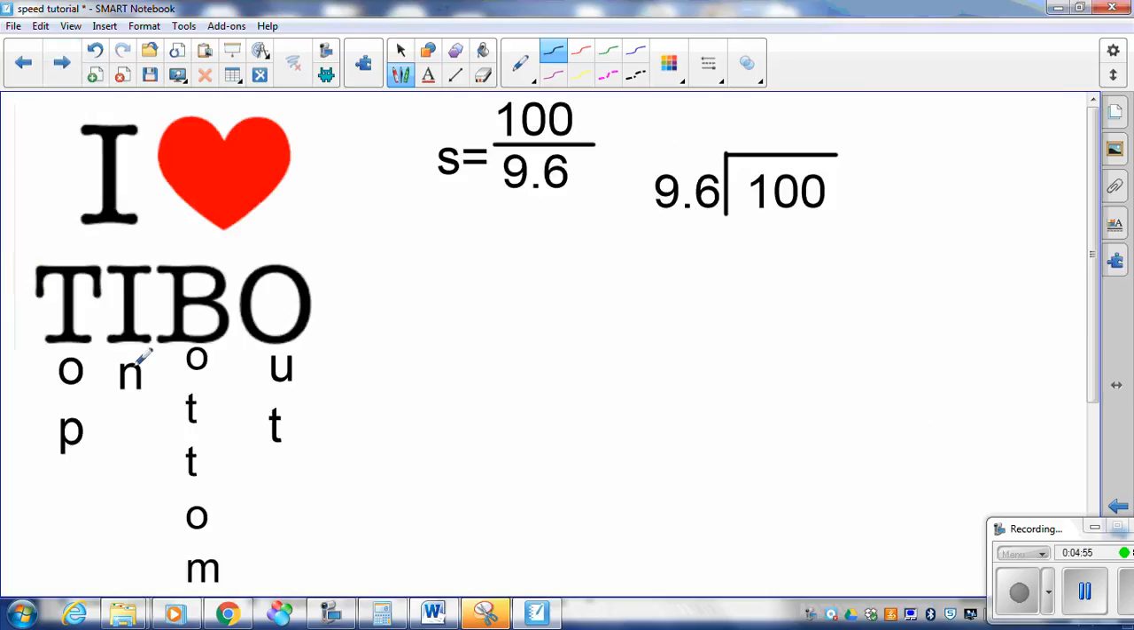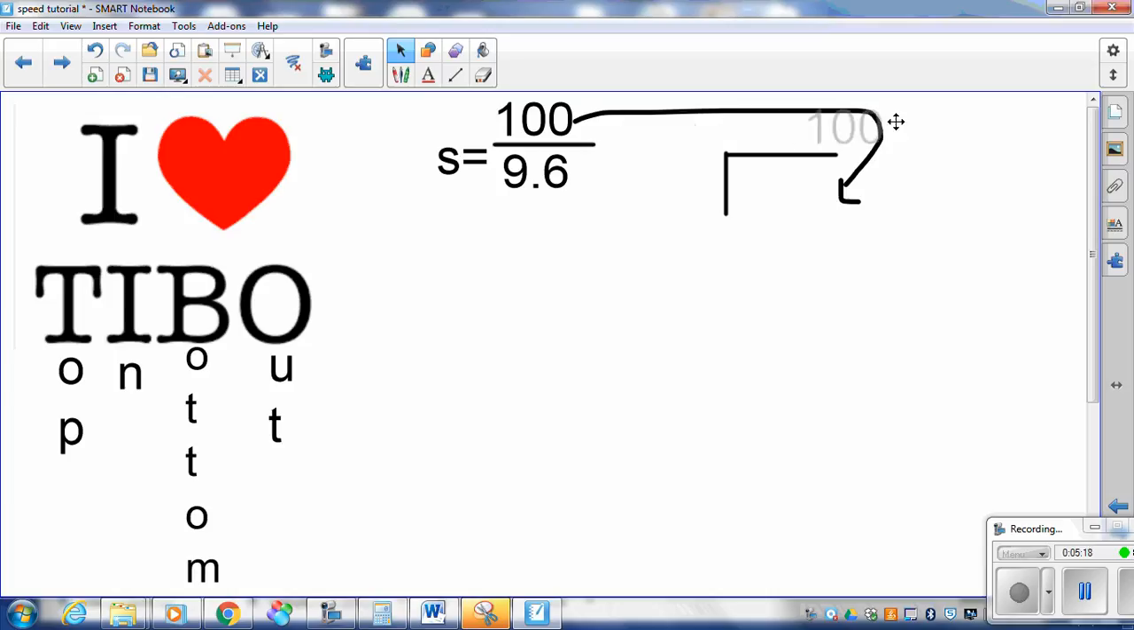So I love Tybo. That's going to help you with where to place in those numbers. So top in, bottom out. We had 100 divided by 9.6. This top number goes inside the division box. So I'm going to drag that to the inside.